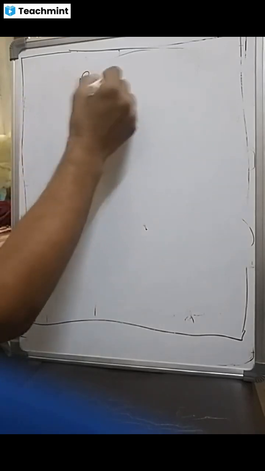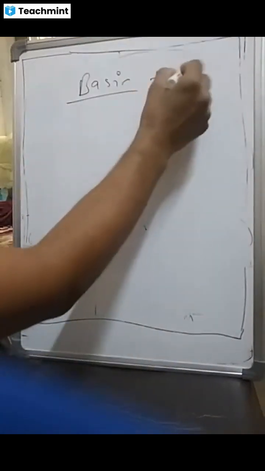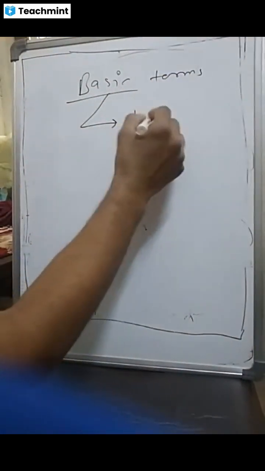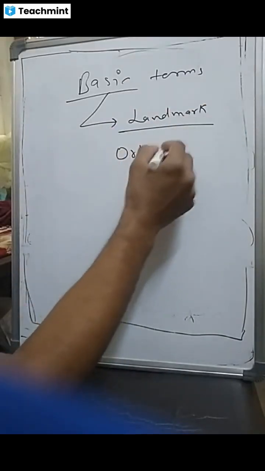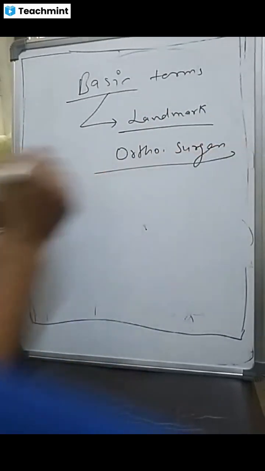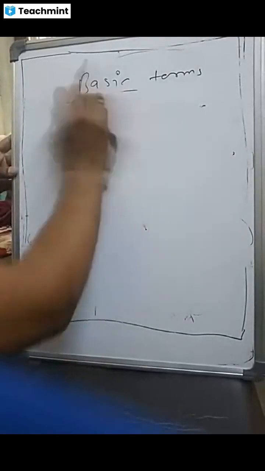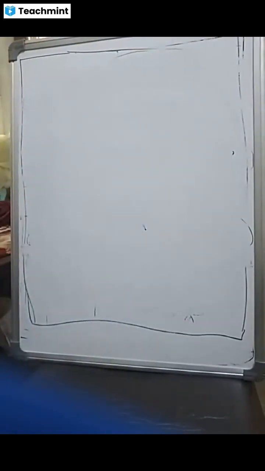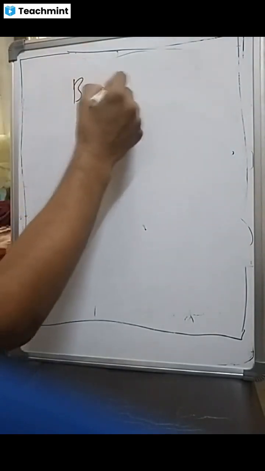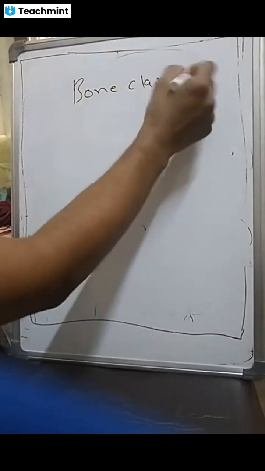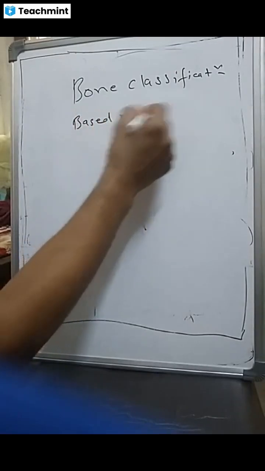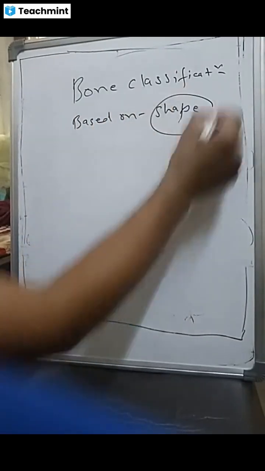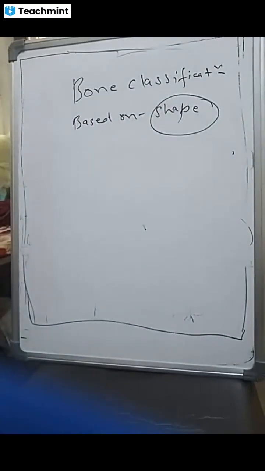So in last class, we saw basic terms and their use as a landmark in orthopedic surgery. Today's topic is about bone classification. This classification is based on the shape of the bone.